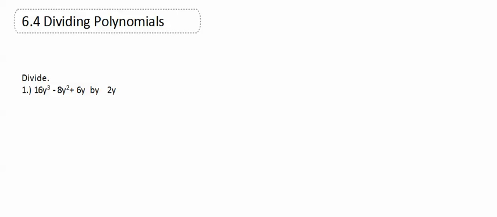Today's lesson, we're going to go over 6.4 dividing polynomials. We're going to take a look at how we can divide polynomials by either monomials or binomials or trinomials. So in this first example, we're going to take this trinomial, 16y cubed minus 8y squared plus 6y, and divide it by 2y. And we're just going to set it up as a normal fraction for right now.